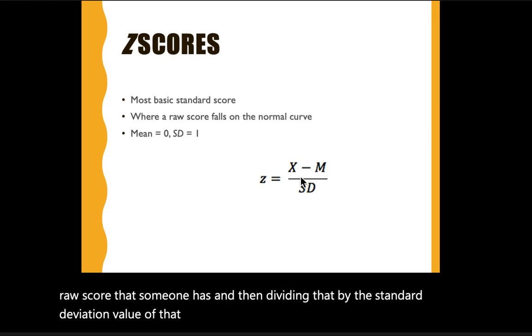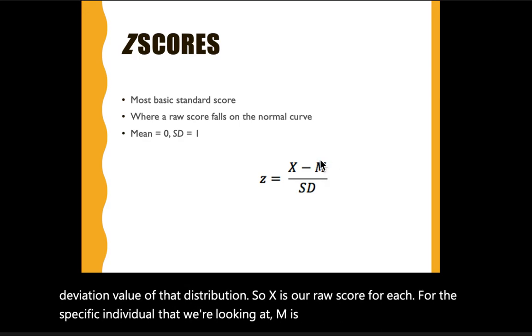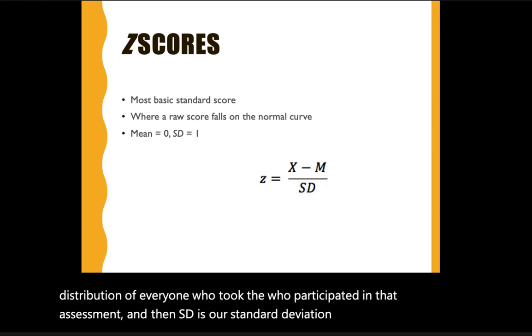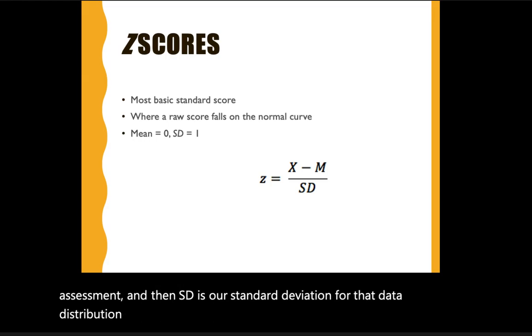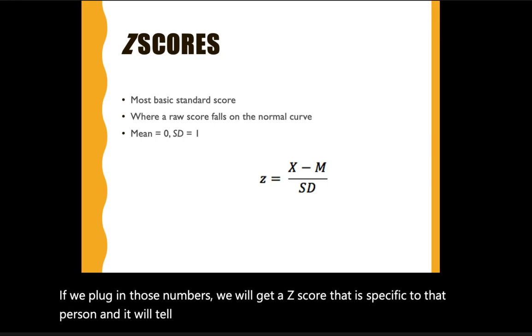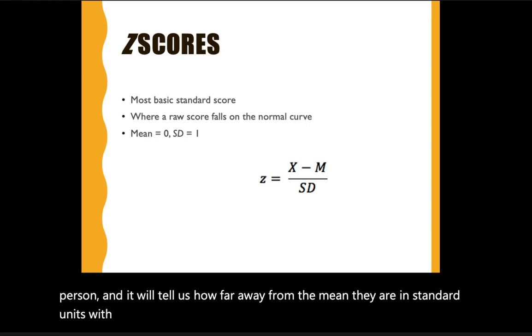So X is our raw score for the specific individual that we're looking at, M is our mean for the total distribution of everyone who participated in that assessment, and then SD is our standard deviation for that data distribution. If we plug in those numbers, we will get a Z-score that is specific to that person. And it will tell us how far away from the mean they are in standard units, with 1 being the standard deviation.